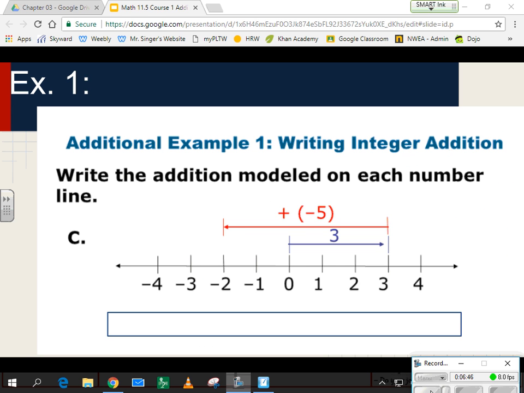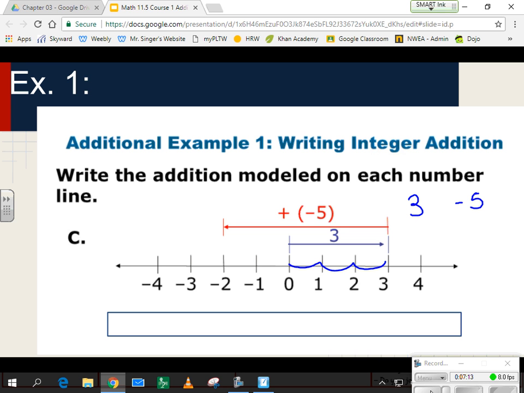All right, here's another model to look at on a number line. So again, we're starting at 0, and it looks like the first number we're doing is a positive 3. So really what we're looking at here is 3 plus negative 5. Now remember what I said, if you see a plus symbol and then a minus symbol, because we have two symbols there, you could get rid of the plus and just think of the negative 5 as minus 5.